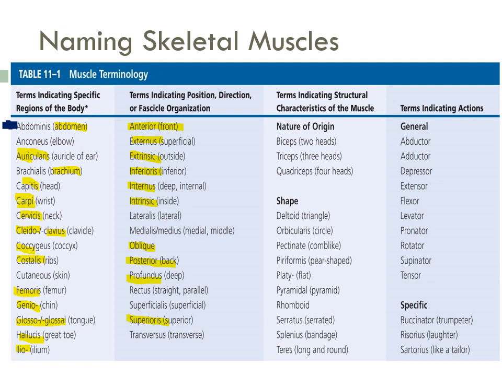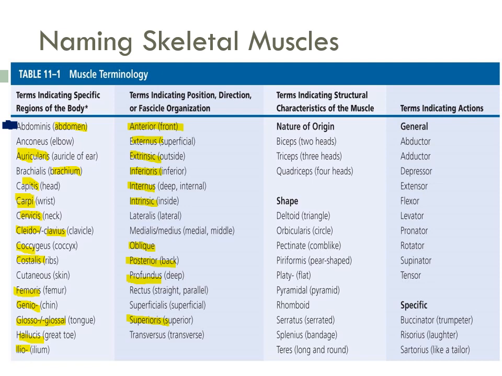Profundus is another word used for deep. Rectus is a straight parallel muscle. So we have rectus abdominis that goes straight up and down the middle of our abdomen. Superficialis is superficial. So superficialis and profundus are opposites. And then transversus goes across the body, sort of perpendicular to the long axis of the body.